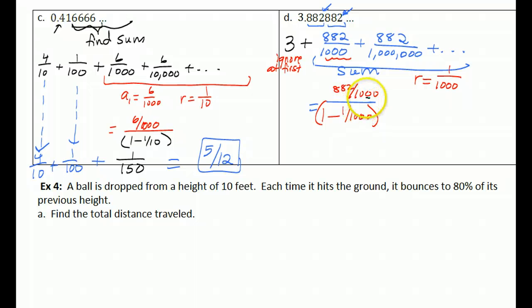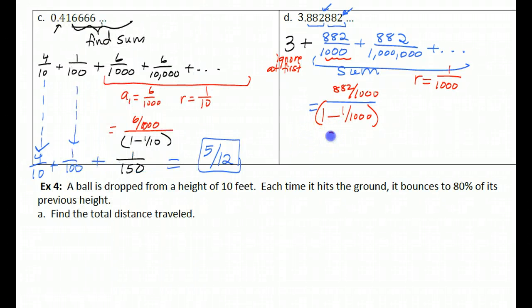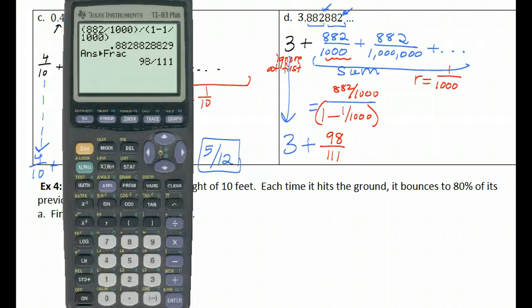Anyways, okay, let me calculate that out here. All right, I got 882/1,000ths divided by 1 minus 1/1,000th, and I end up with, I'll convert it back to a fraction for now, 98 over 111, but notice I need to use this guy. So 3 plus that to get my final answer.